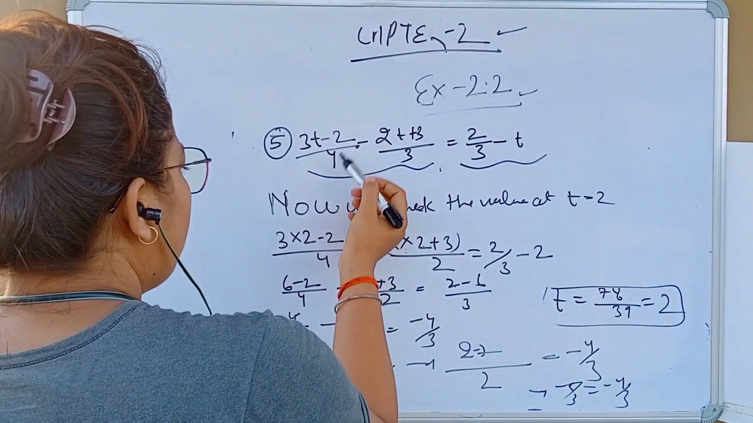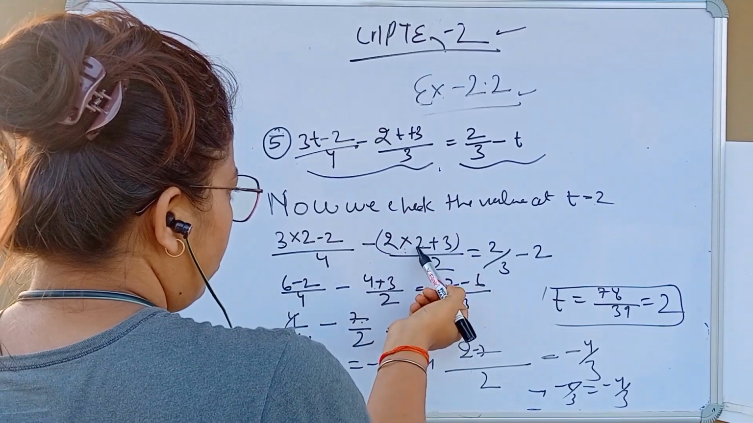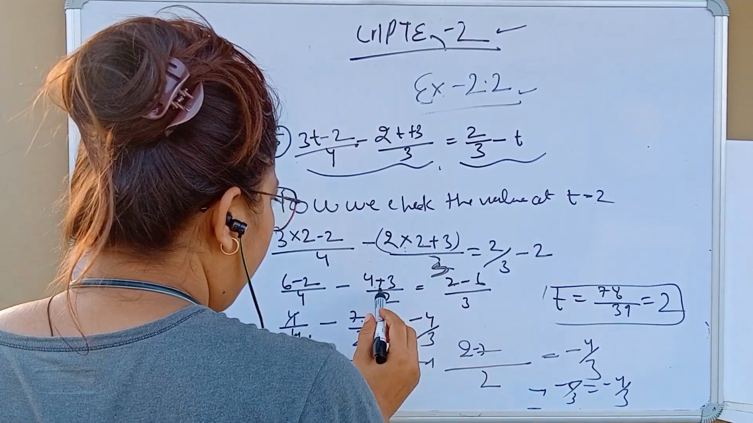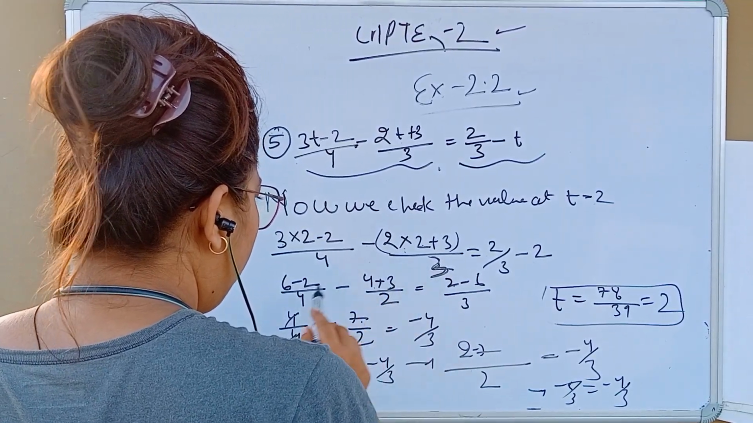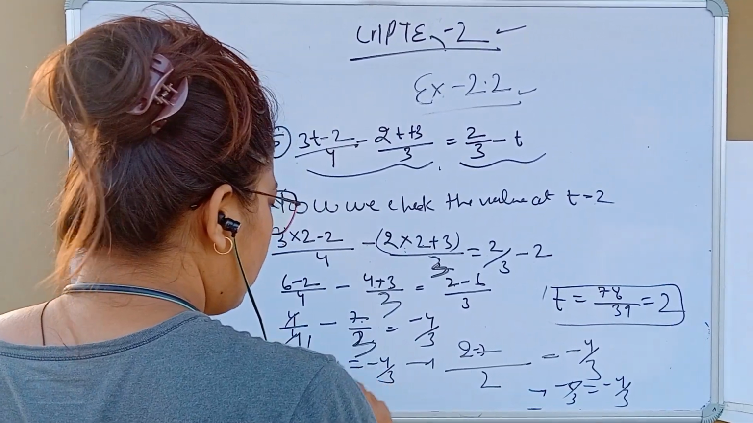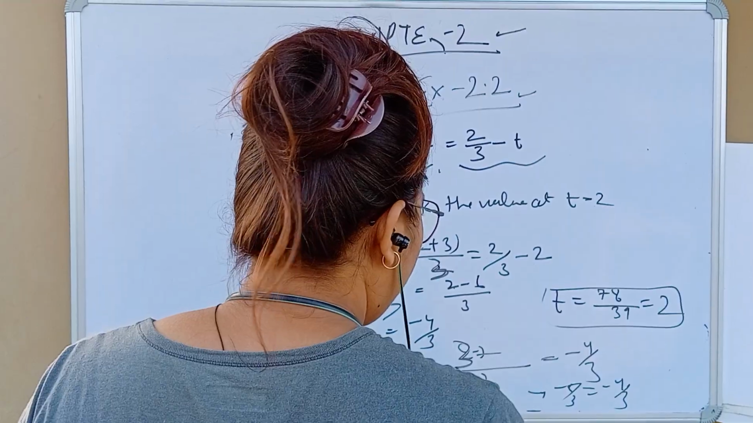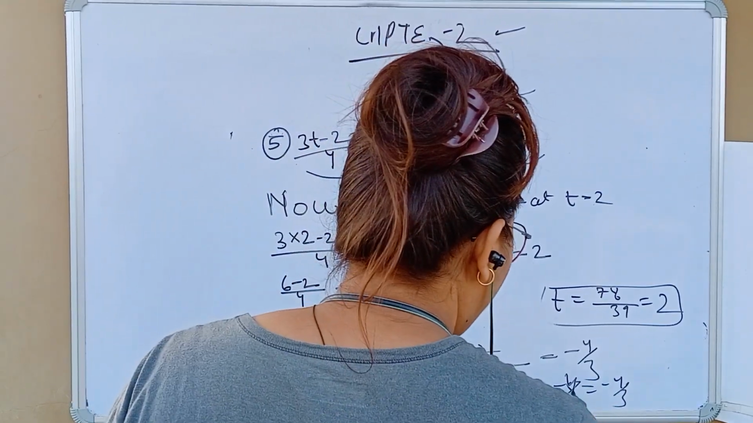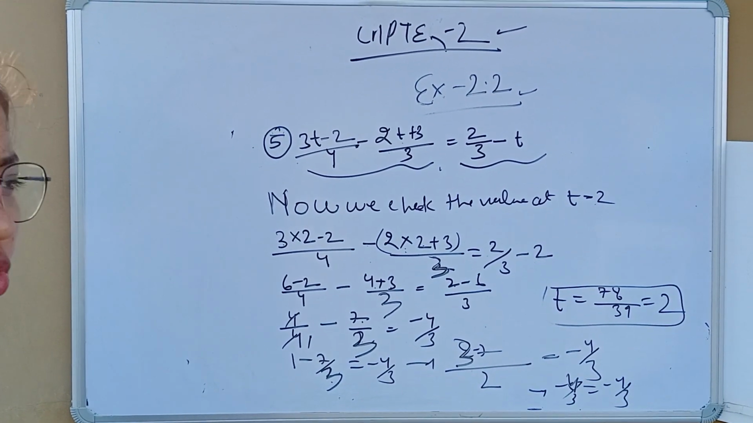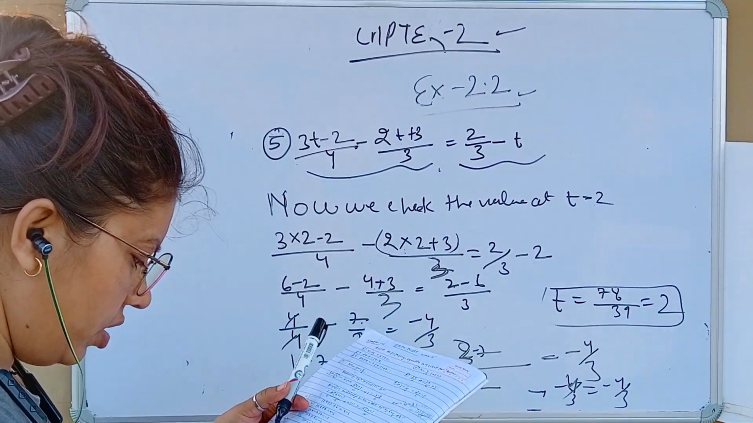Now on the RHS, 2 divided by 3 minus t, putting the value 2, gives 2 by 3 minus 2, that is 2 minus 6 over 3, which is minus 4 by 3. So LHS equals RHS, that means t equals 2 is the correct value. It is written here in bold, so write it in your copy.